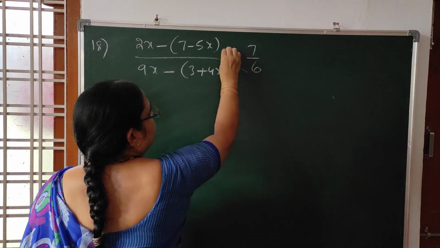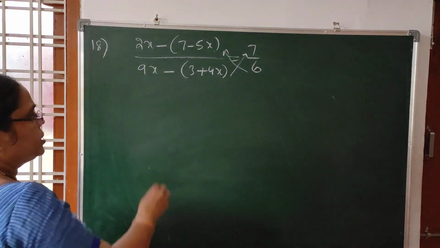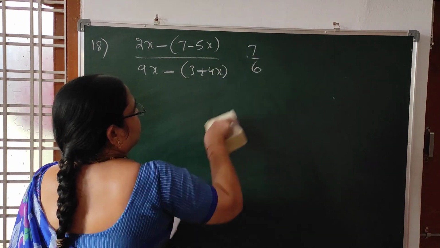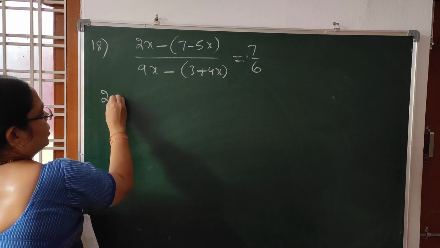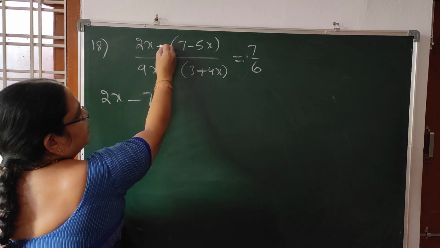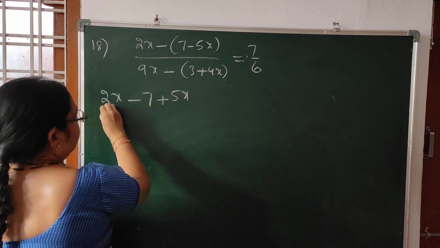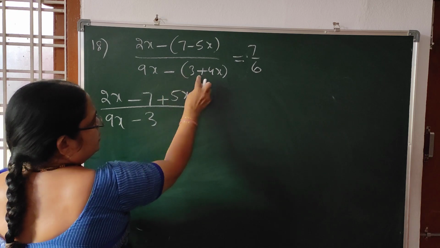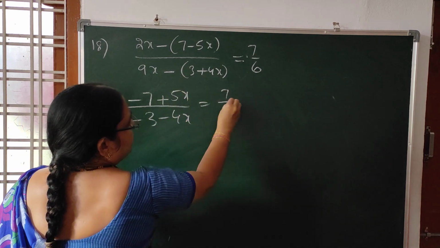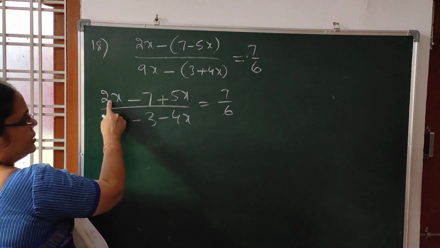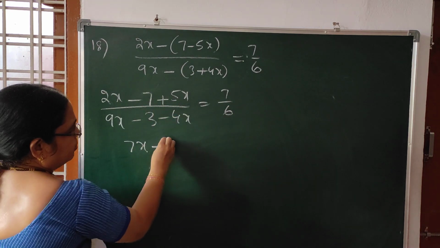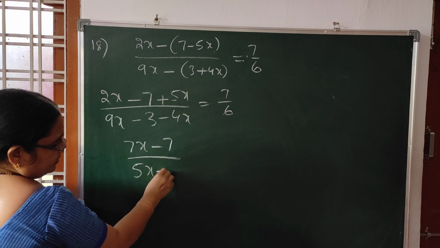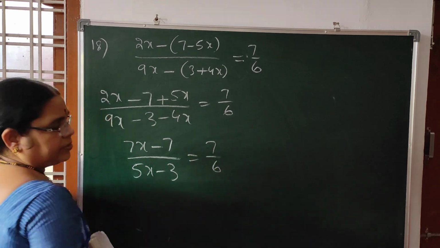So here, normal form of linear equation, you should get cross multiplication. Before going to cross multiplication, you remove the bracket. It becomes easy. So this becomes 2x minus 7, minus into minus becomes plus 5x, by 9x minus 3, minus into plus is minus 4x, is equal to 7 by 6. Now combine these like terms. 2x plus 5x is 7x minus 7, by 9x minus 4x is 5x minus 3, is equal to 7 by 6.